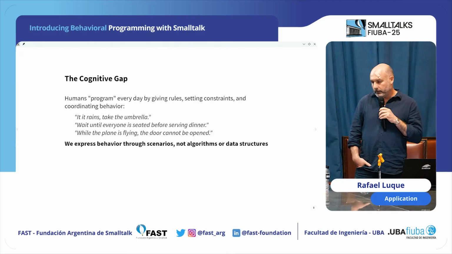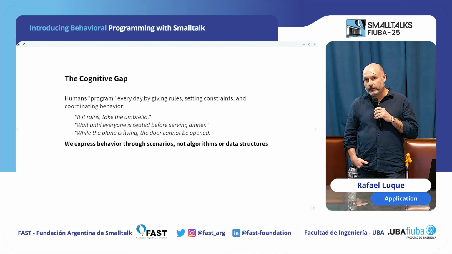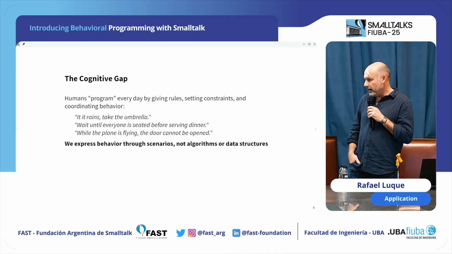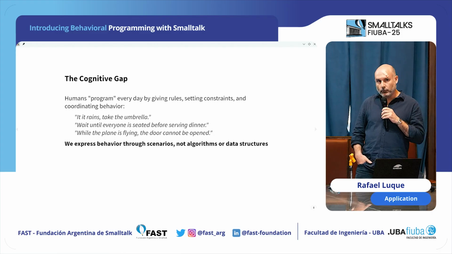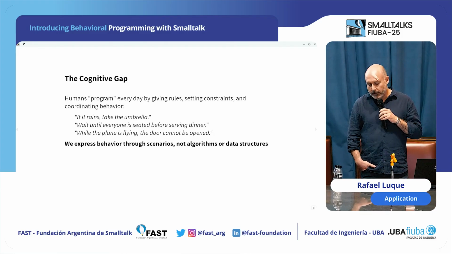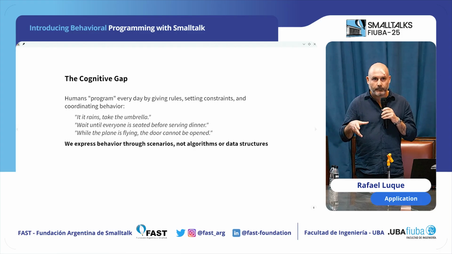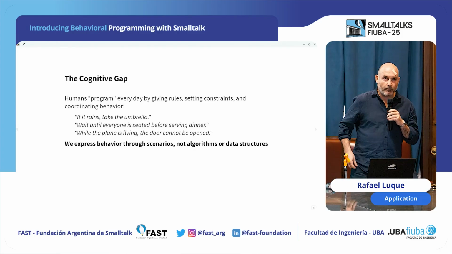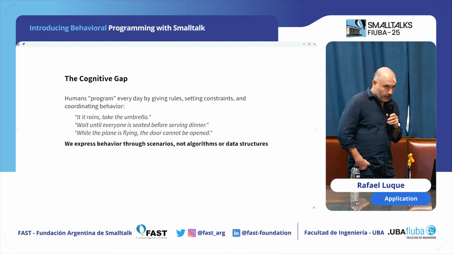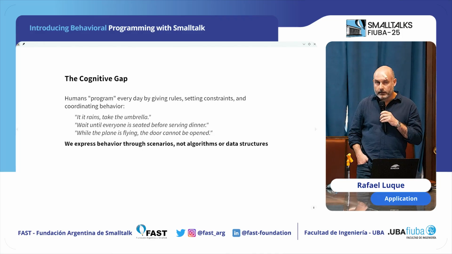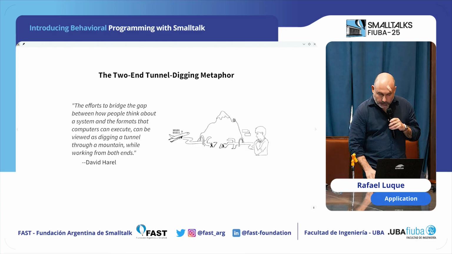And of course, we need the modality capability to express something that should never happen. And it is very important in software. But if you think about it, I think there are very few programming paradigms or programming languages that allow you to express this multimodality. And sometimes you need to express some kind of constraints on the degrees of freedom of the program. These constraints can be, for example, while the plane is flying, the door should be locked. The door cannot be opened anyway or under certain conditions. So we express behaviors in a natural way through scenarios, not algorithms or data structures. I love this metaphor used by David Harel.